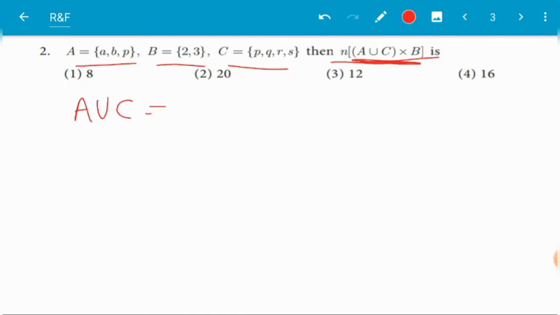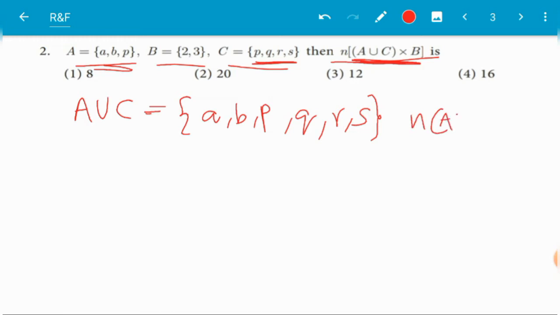A union C. This we know already, we have discussed in sets. So, A union C: how to find it? All the elements which will come in A or C. So write all the things. In A we have a, b, p. In C we have p. Again, we already wrote p, so no need to write p. So next q, after that r, after that s. This is your A union C. So the number of elements in A union C, just count: 1, 2, 3, 4, 5, 6 we have.